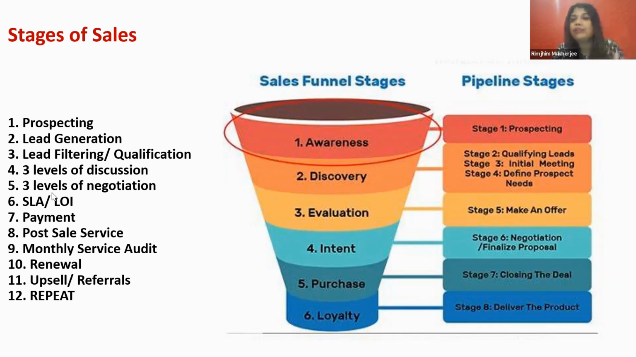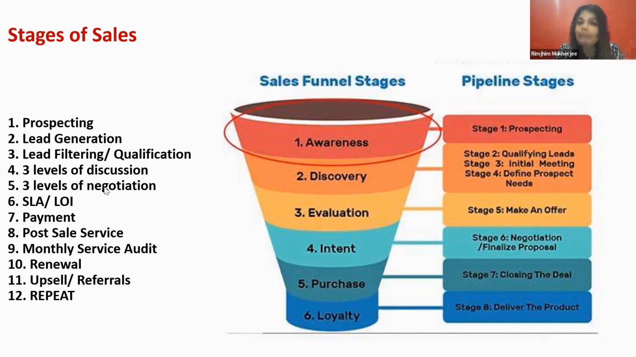And then you have 3 levels of negotiation, wherein you place the first offer, then a counter offer comes, and then probably back and forth 2 or 3 telephonic or Zoom communications or physical meetings to kind of hit that sweet spot where the other person also doesn't feel like they're being overpriced and you also don't feel like you're taking in a loss. Then comes your SLA or your LOI.